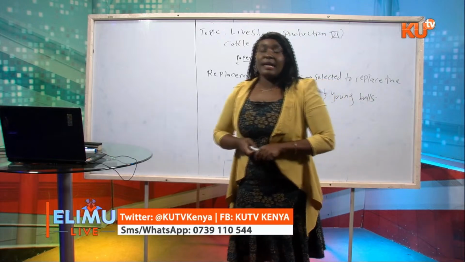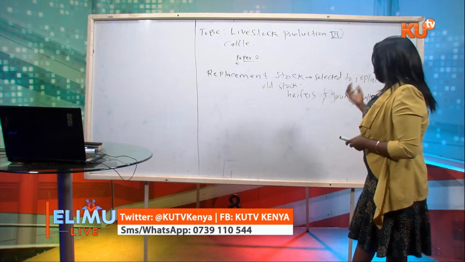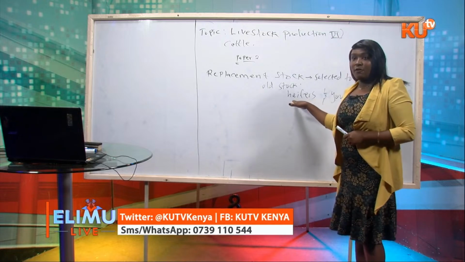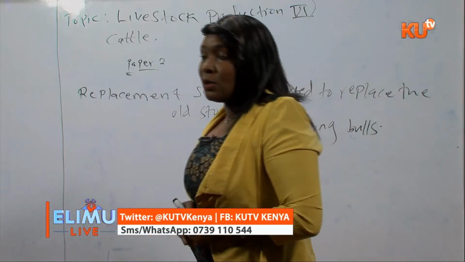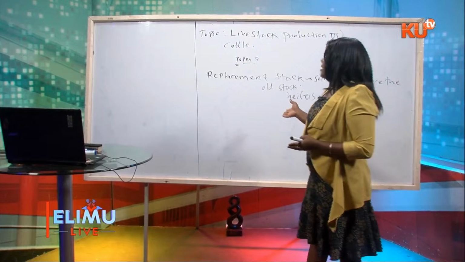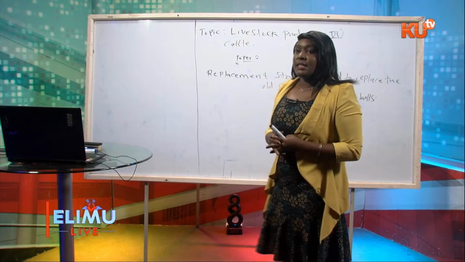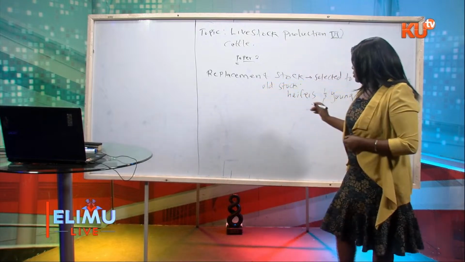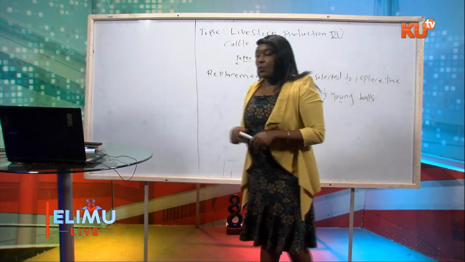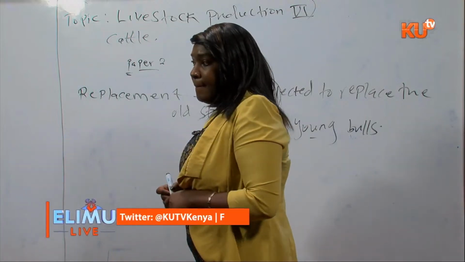Of course, if I refer you back again to Form 3, we looked at the characteristics of the good replacement stock, and of course they should be young. That is where we are talking of the heifers, which are the young female cattle. We're also looking at the young bulls, which are the males that are meant to replace the old ones that are wearing out. When animals become old, they become less productive, and therefore we need to replace them with younger animals, which we select carefully in order to enhance production in your farm.